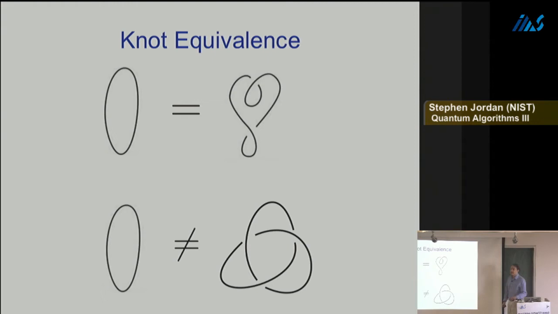Yeah? Why is it important? So the containment in coNP is actually a pretty recent result by Greg Kuperberg. And it's not completely unconditional. He assumes the generalized Riemann hypothesis. I don't know how the proof works at all.